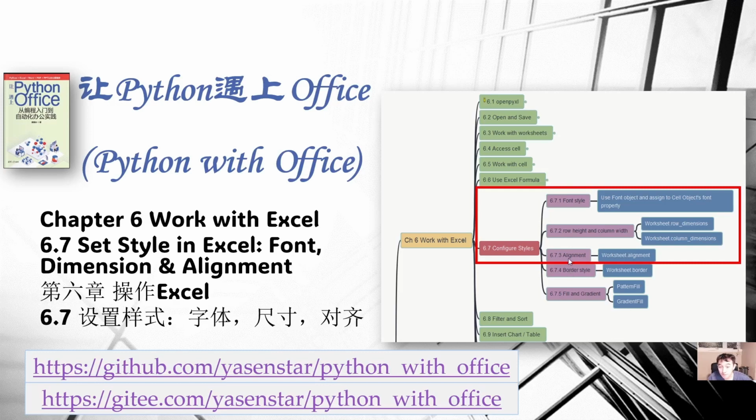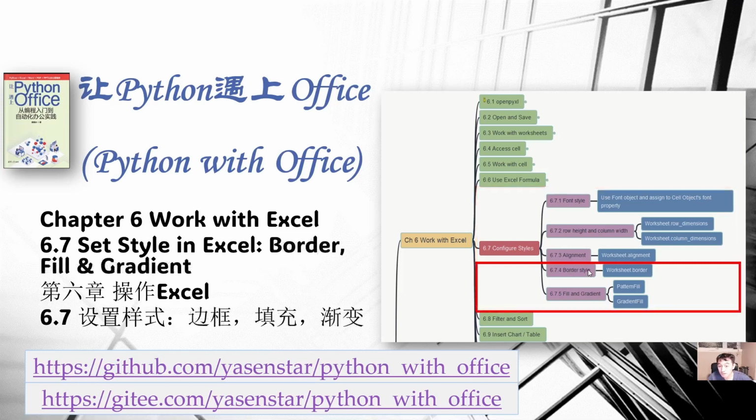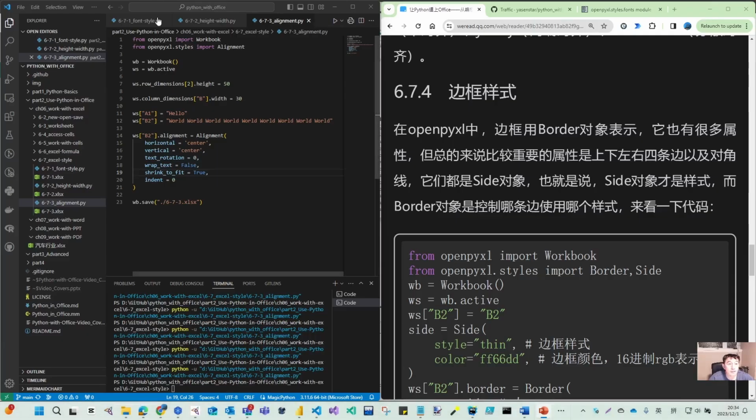And then for this video, we move to the remaining two. One is the border style, and another is the fill and the gradient style. We use the Border object, or PatternFill and GradientFill, to show this. Let's move on. 6.7.4 is the border style.